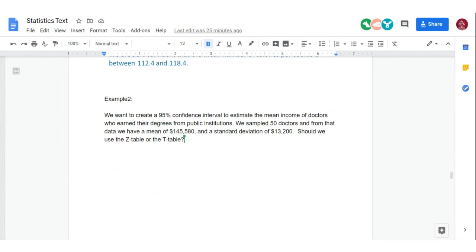Notice that both of those values come from the data of 50. So should we use the Z or the T table? Well, we're going to use the T because we do not have that sigma. Which, like I said, that's status quo. That's usually what's going to happen in real life. All right. So let's go look up 95%.